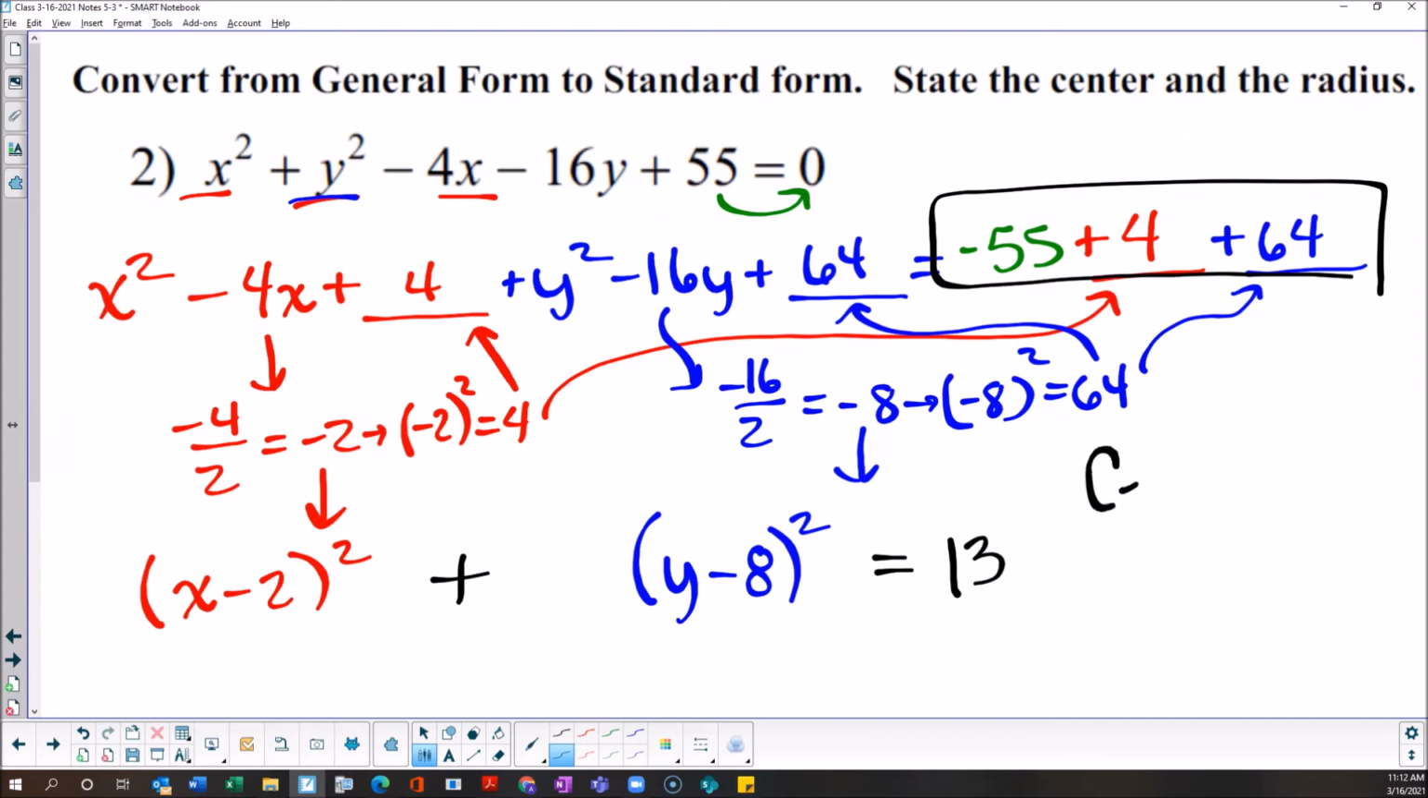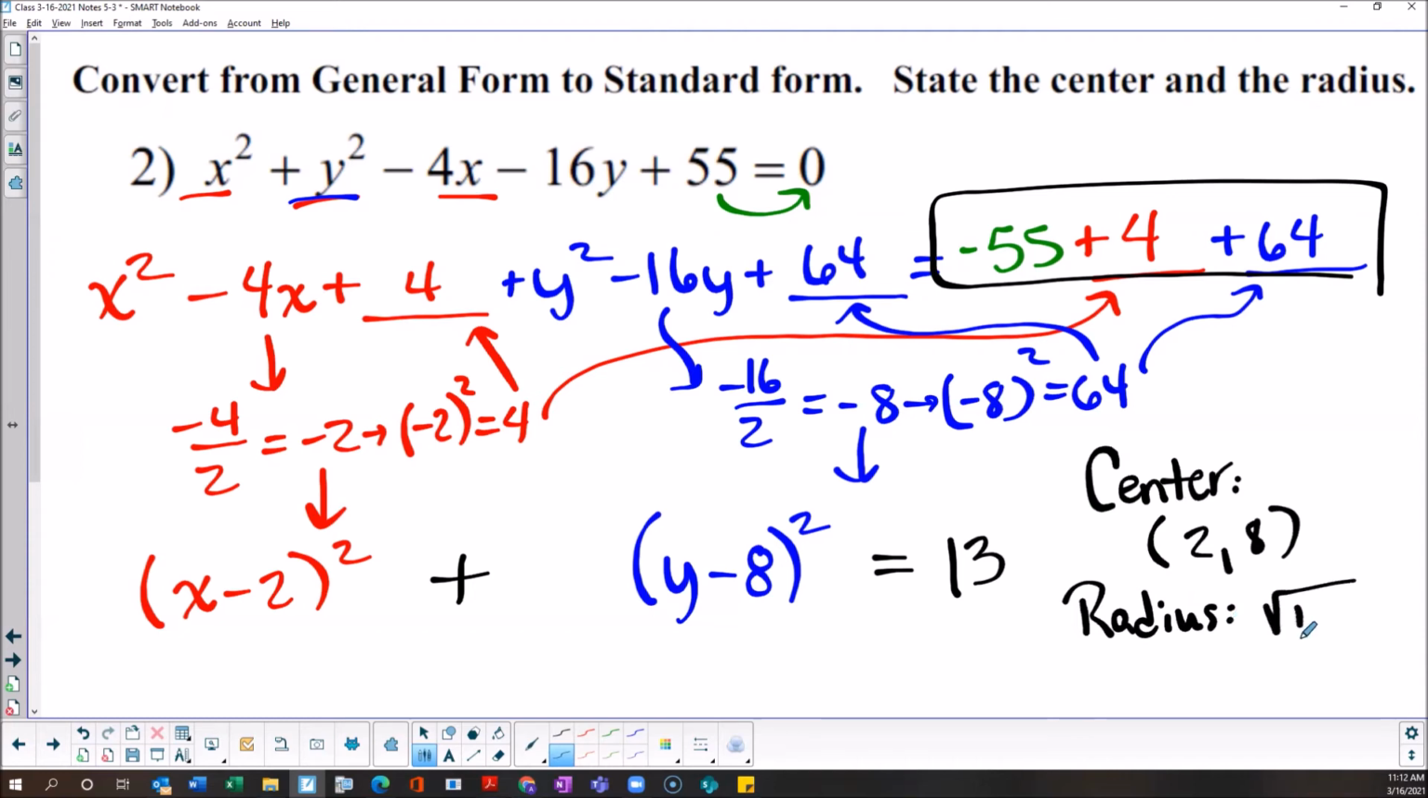But from here, the follow-up question would be, okay, well, what's the center? What would I get? 2 and 8. And what's the radius? Careful. Square root of 13, right?